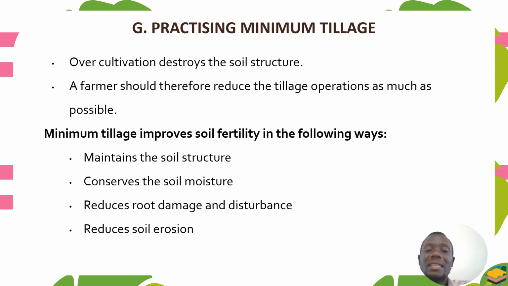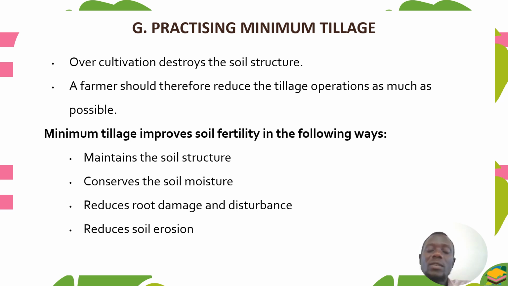When we talk of zero tillage, this is when there is zero disturbance to the soil. You just have to make the planting stations, you put your manure there, and you plant. You cover the soil with mulch, and when it comes to controlling the weeds, you just have to apply the herbicides to control the weeds. But there is zero disturbance to the soil. That is minimum tillage. So minimum tillage improves the soil fertility in the following ways.